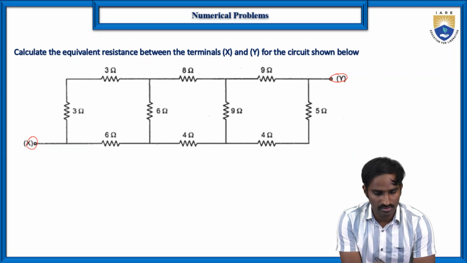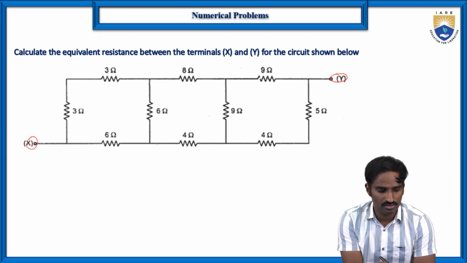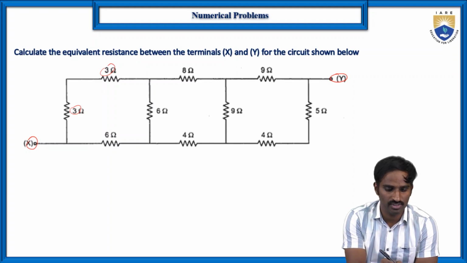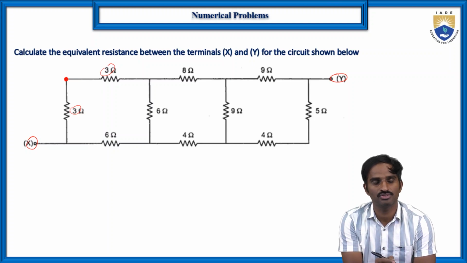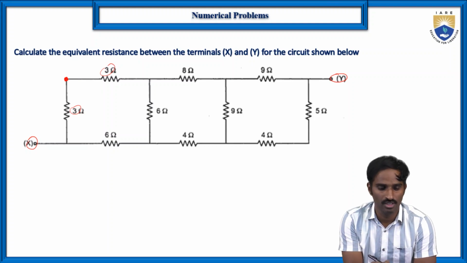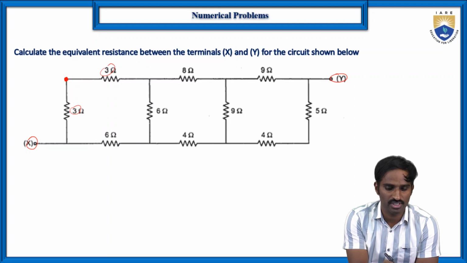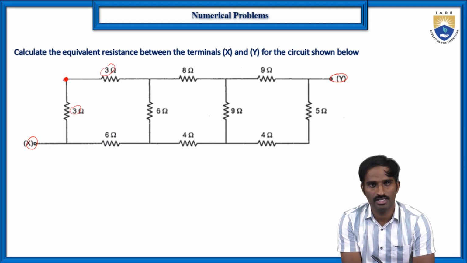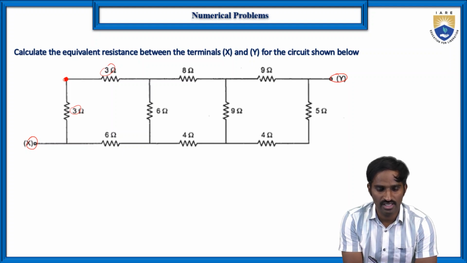Here, if you see, these 3 ohms and 3 ohms are connected in series. As I told you, how do we identify series? If two resistors have only one common node, and the common node is not shared with or connected to any other element. Here the 3 ohms and 3 ohms have only one common node, and this common node is not connected to any other element. Let me see if there are any other possibilities.